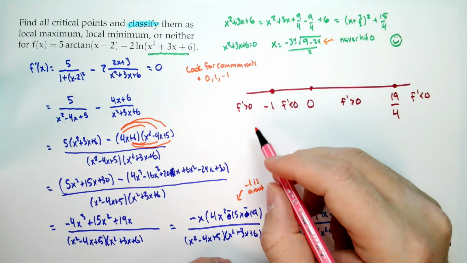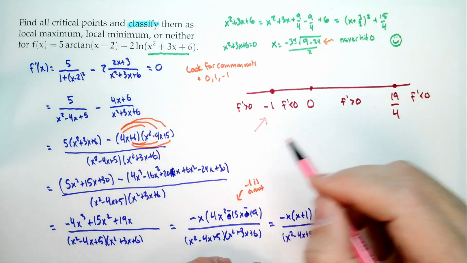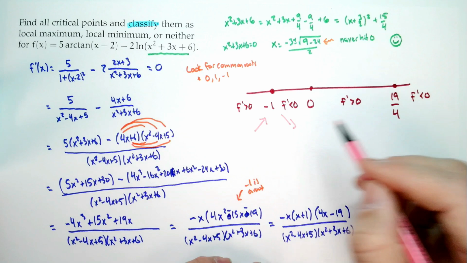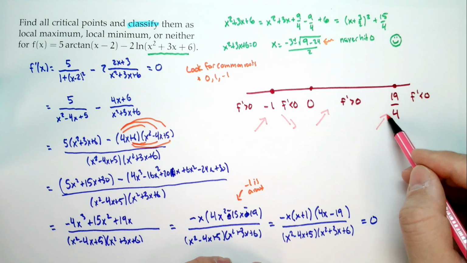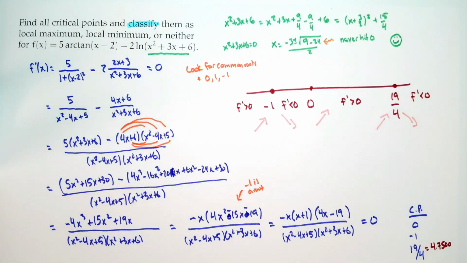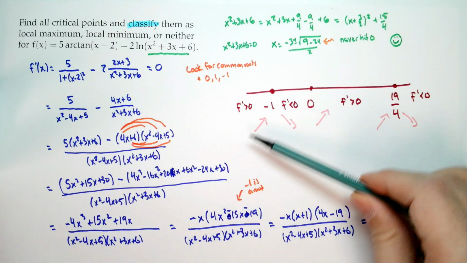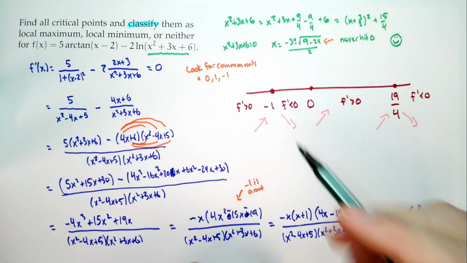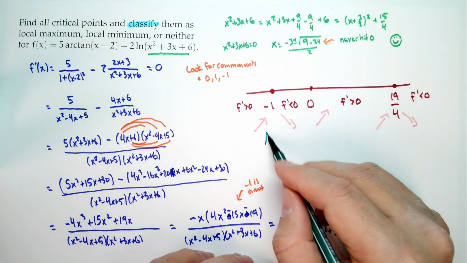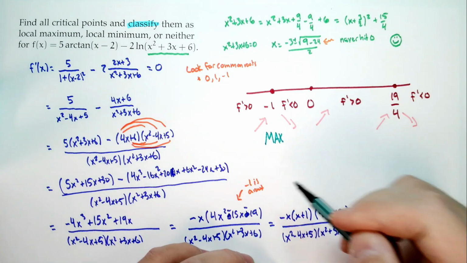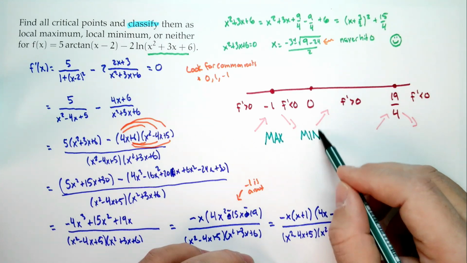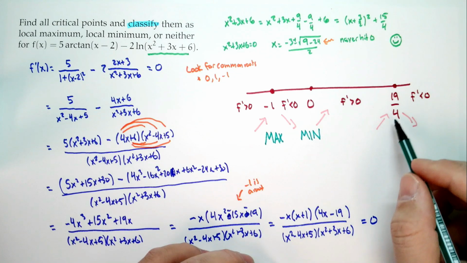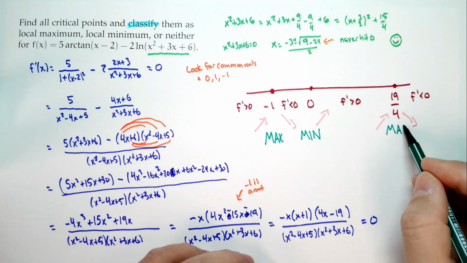Well, we look at the behavior. We're positive, and then we're negative. And then we're back to positive again. And then, of course, later on here, we're positive, and then we're negative. And so now, we can just sort of read off the answers. If we're going up and then down, that tells us that negative 1 is a max. It's a local max. It's not necessarily the largest max. 0, going down and then up, which means that 0 is a min. 19/4, we're going up and then down, and that means this is a max.